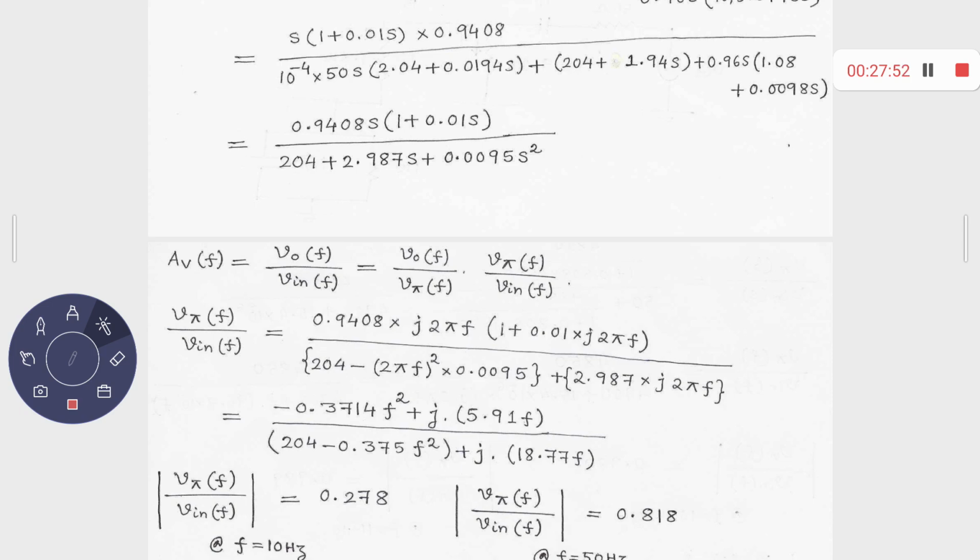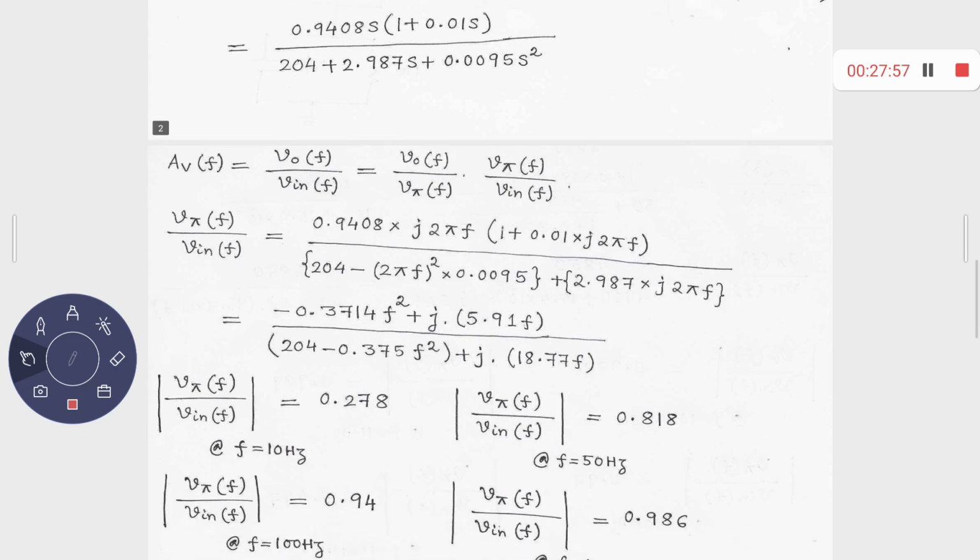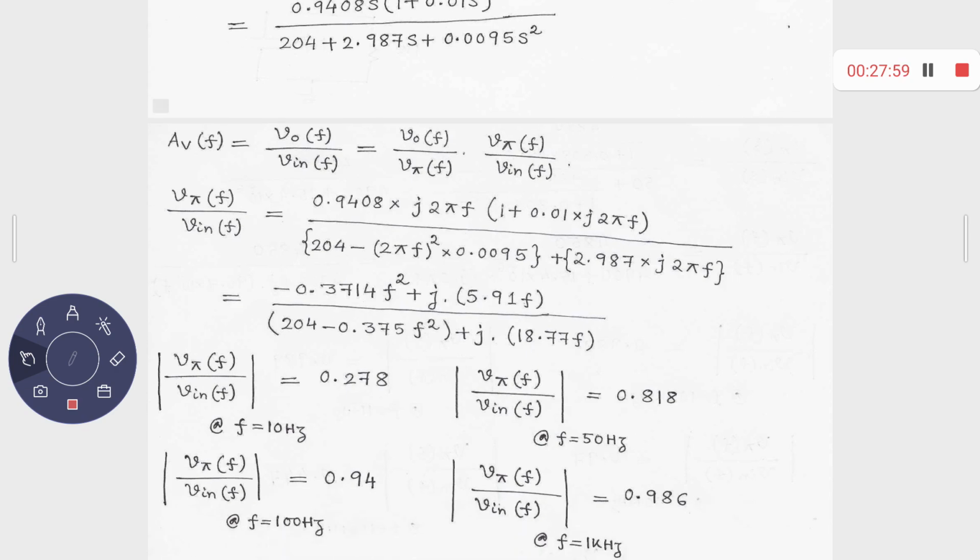Now we come almost towards the end of at least this low frequency operation. So now you just plug in the values. Let's take f equal to 10 Hertz. You are getting the value 0.278. For f equal to 50 Hertz, 0.818, the modulus, magnitude only. 100 Hertz, 0.94, and 1 kilohertz, 0.986.